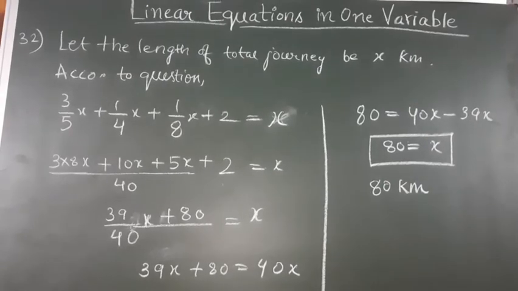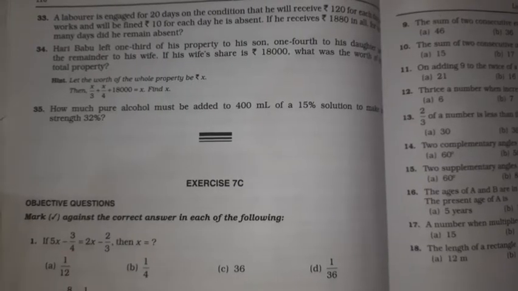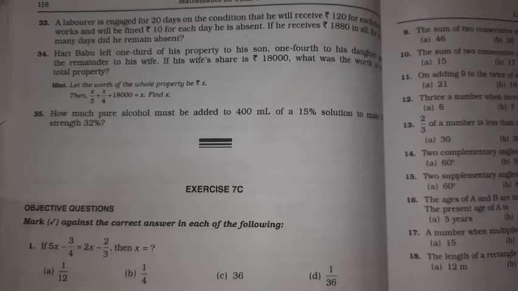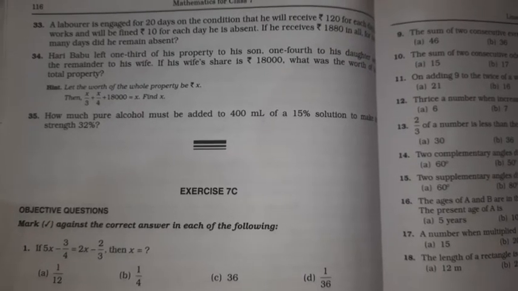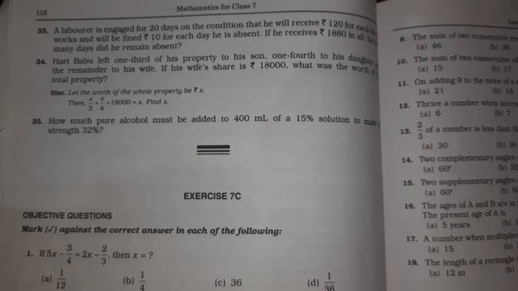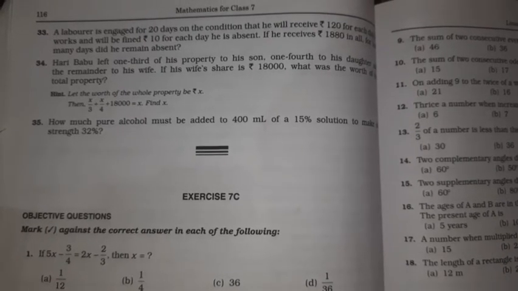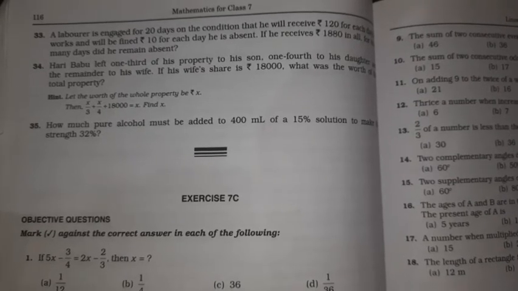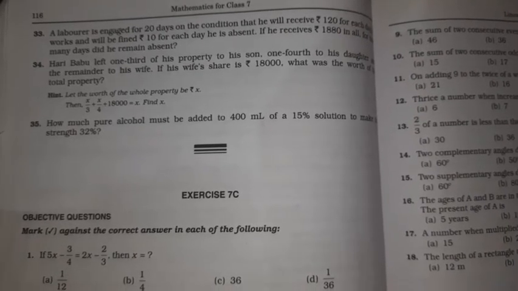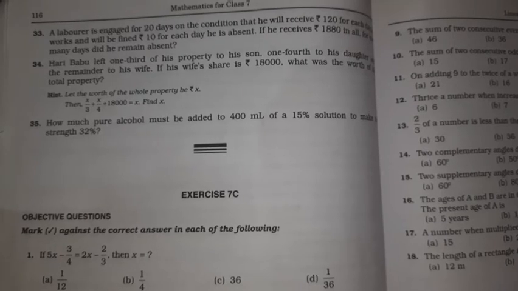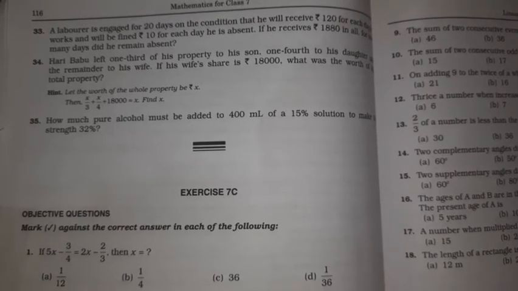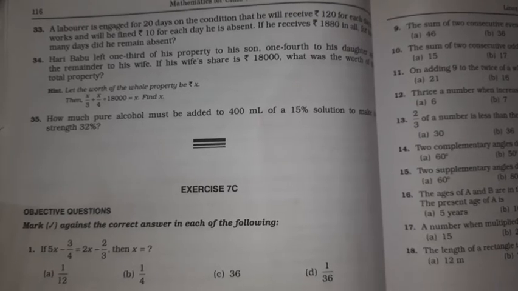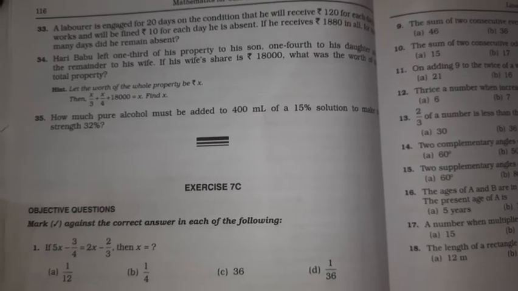First of all, let me read the question for you. So students, the question is, a laborer is engaged for 20 days on the condition that he will receive rupees 120 for each day he works and will be fined rupees 10 for each day he is absent. If he receives rupees 1880 in all, for the total number of days, how many days did he remain absent, right?